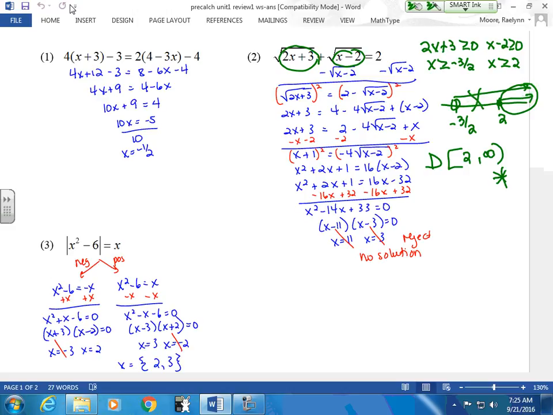When you square both sides, don't forget to FOIL that out. You have to distribute that out. It's a binomial. This pops out. Once you get here, that's fine. You can lose those parentheses. Collect your like terms. Isolate your radical again.